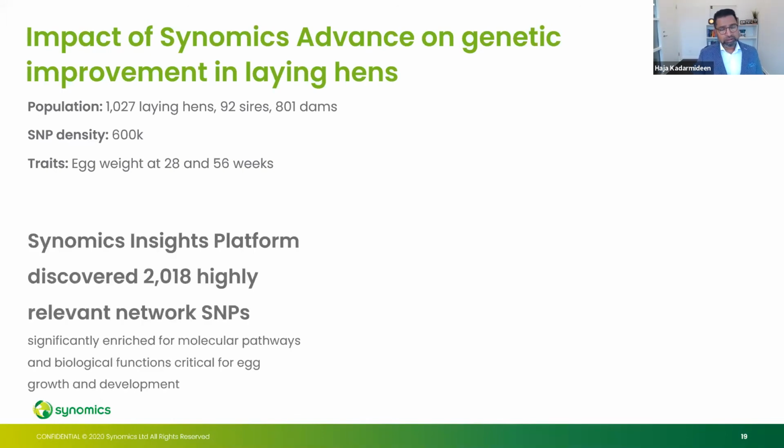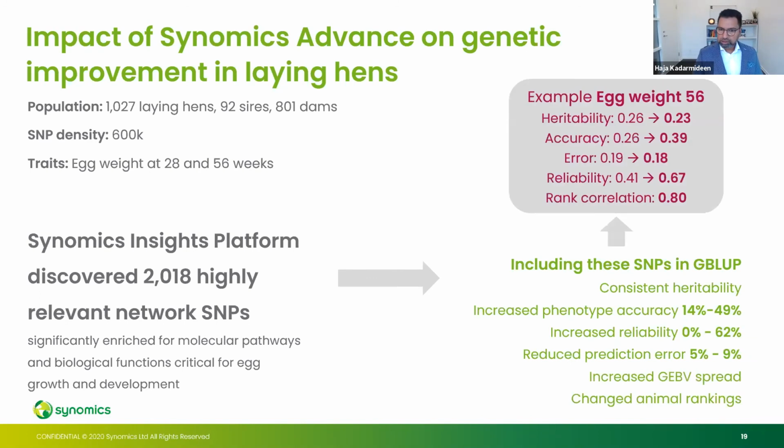What we found here is about 2,000 plus highly relevant variants, similar to the dairy cow situation. And the functional annotation was pointing directly at the gene that would be a key mechanism involved in egg development, growth, etc. Similar to the dairy cow situation, we got a better lift in most important parameters like reliability and prediction error variance.